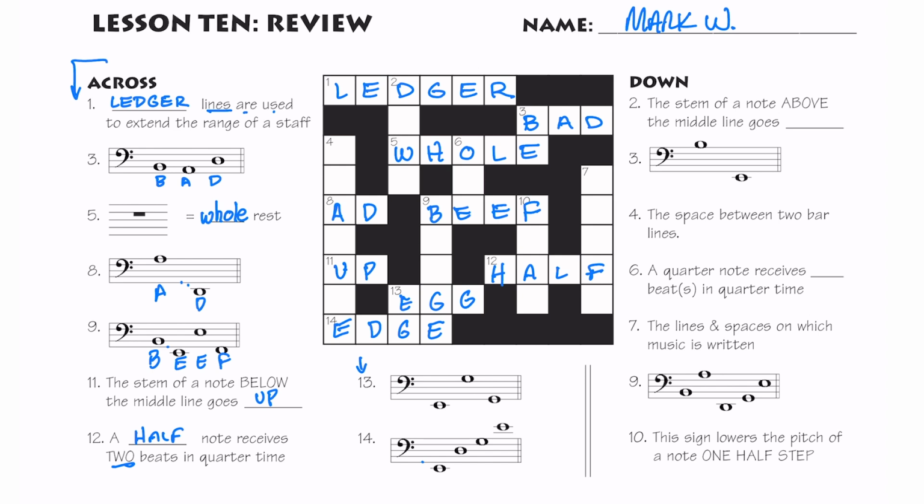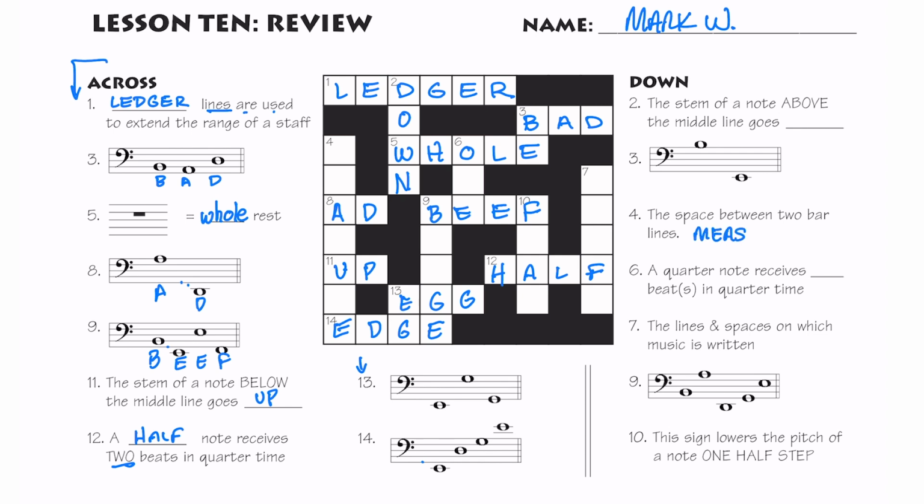All right, now let's go down. The stem of a note above the middle line goes, well, that's simple, because I already have half of it. All right, number 3, down. I already have that answered. The space between 2 bar lines. Do we know what that is?